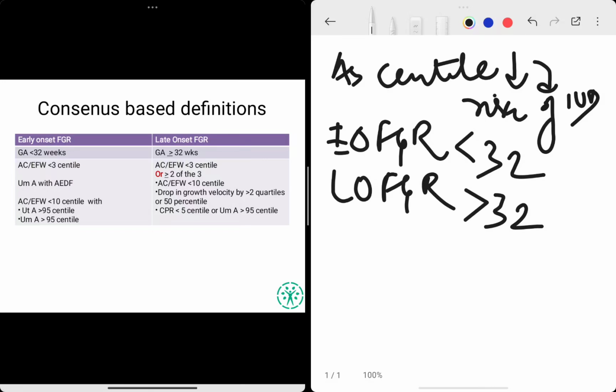That is abdominal circumference, sorry, not more, estimated fetal weight is less than 10th centile, drop in growth velocity, and CPR or umbilical artery changes. So these are the definitions or the differentiating factors between these two conditions.